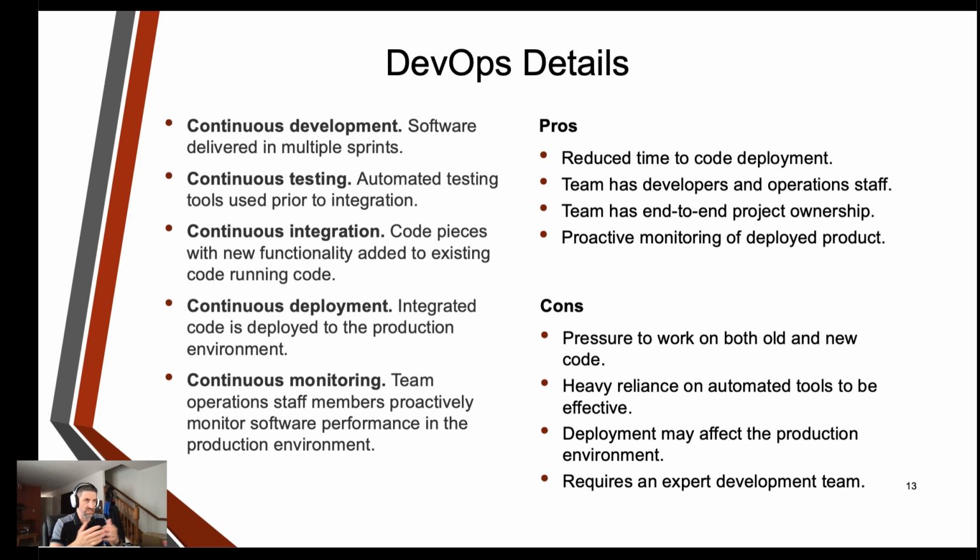So some of the pros of our DevOps model is reduced time to code deployment. It's continuously being deployed. The team has developers and an operations staff, and they work together. The team has end-to-end product ownership and proactive monitoring of a deployed product. So they're constantly monitoring that product to see if it needs any sort of adjustments or modifications or improvements.